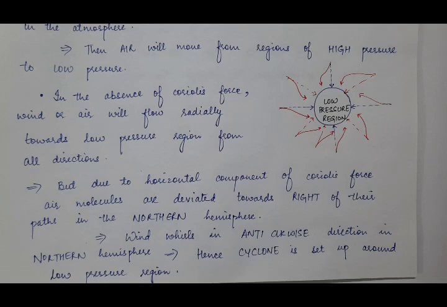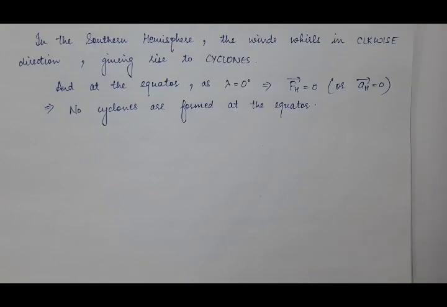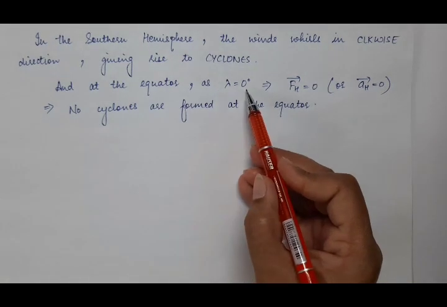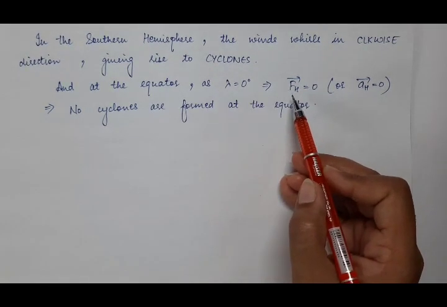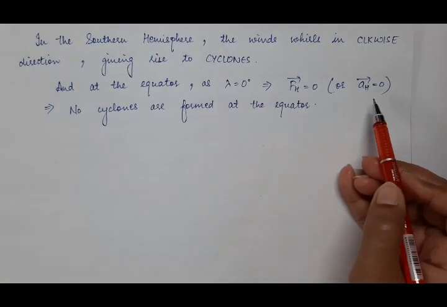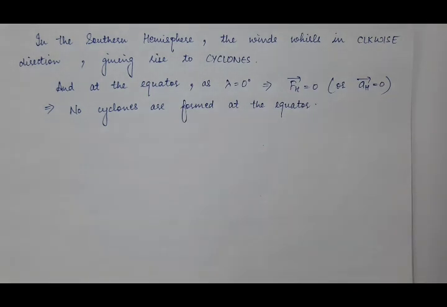And at the equator, because lambda is 0, the horizontal component of Coriolis force is 0. So because of that, there are no cyclones formed at the equator. You can see at the equator, as lambda is 0, the horizontal component of Coriolis force or Coriolis acceleration will be 0, so no cyclones are formed at the equator. And these geographical consequences are very, very important from the examination point of view.